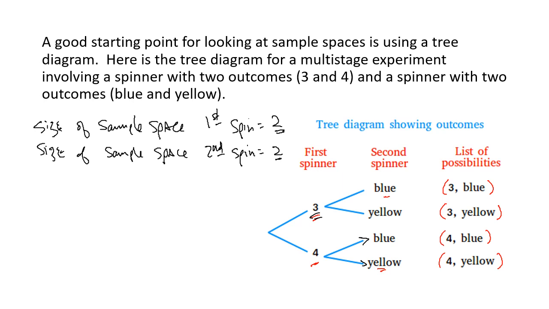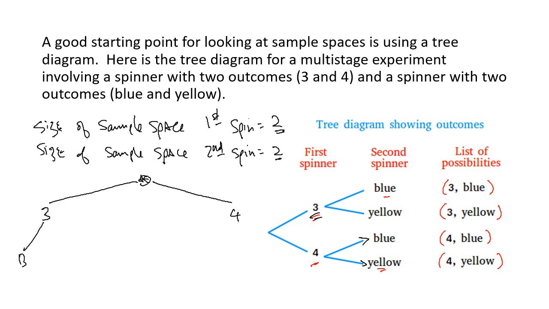I've found that sometimes it helps to draw this not in this horizontal way, but in a vertical way like this. So here's the 3 and here's the 4, with a lot of space in between. So I could get a 3 on the first spinner, and then what could happen on the second spinner?